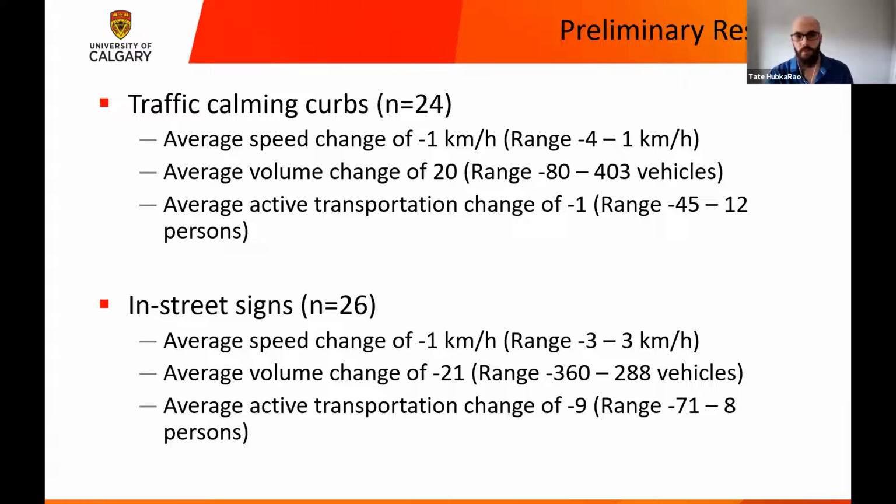So just some really early results we found so far. So far what we've looked at, we've averaged all the schools across the entire day. We have seen that both the traffic calming curbs and the in-street signs have reduced traffic speed by an average of 1 kilometer per hour. Traffic volume, at least so far, we've seen a little bit mixed results, with an average increase in vehicles at the traffic calming curbs while having a decrease about the same at the in-street signs. And for active transportation, we've actually seen a reduction in how many people we've counted at these locations before versus post.